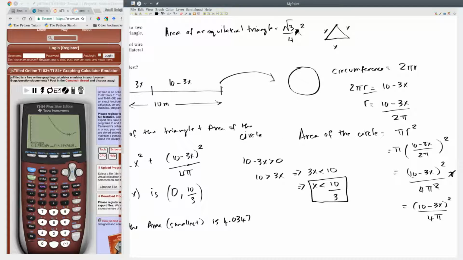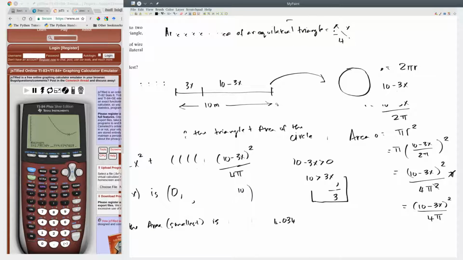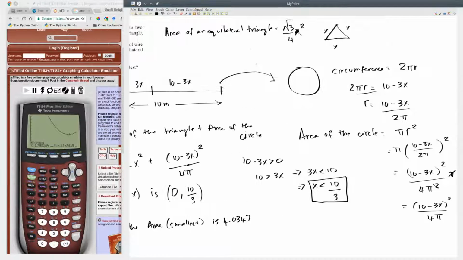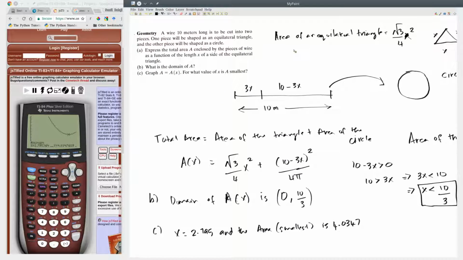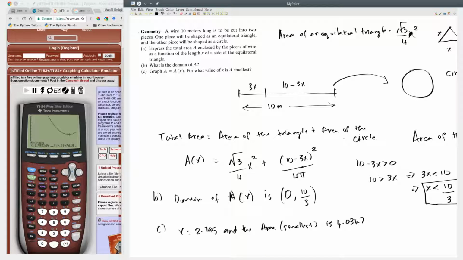And in order to find the radius, we need to make use of the circumference, and the circumference of the circle is 2 pi r. Setting the circumference 2 pi r equal to the remaining length that we cut, 10 minus 3x, we end up getting r. We plug in r in the formula for the area of the circle, and we find the area of the circle. Now we have the total enclosed area as the area of the triangle plus the area of the circle.